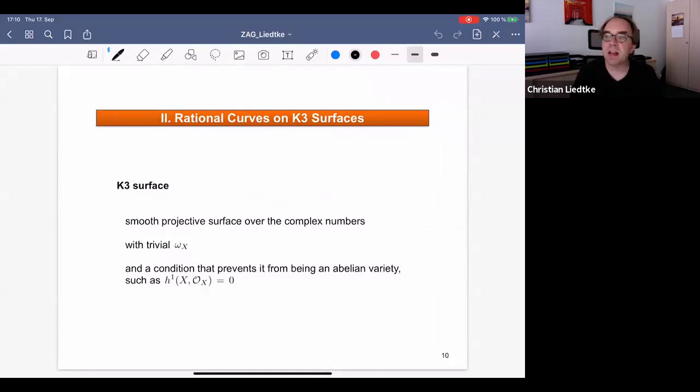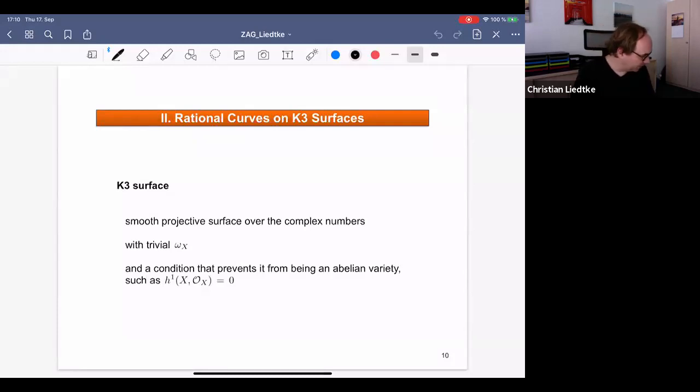The prototypical example, and already everything I'll be saying today will be non-trivial in this prototypical example, is if you take a hypersurface of degree 4 in P^3, or a complete intersection of a quadric and a cubic in P^4, or a complete intersection of 3 quadrics in P^5. But there are many more. These are sort of borderline between Fano and general type. We have already seen that for the other class in dimension 2, namely abelian varieties, there are no rational curves. So the interesting question is, what about K3s?